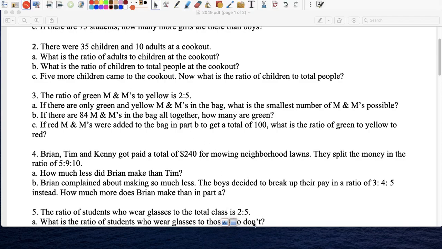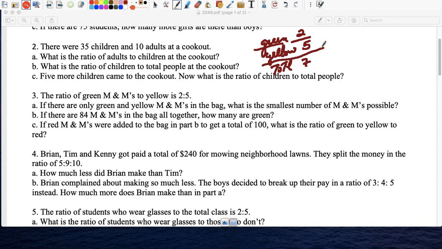The ratio of green M&Ms to yellow M&Ms. So again, I like to write it as a fraction. Green to yellow M&Ms is 2 to 5. So for every 2 greens, you'll see 5 yellow in the bag. If there are only green and yellow M&Ms in the bag, what is the smallest number of M&Ms possible? Well, the minimum would be 2 and 5, 2 plus 5, and the total would be 7, right?